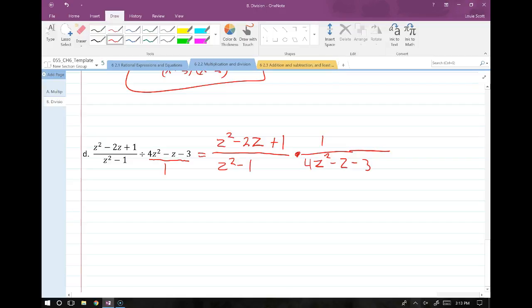Okay, so on this next step, I'm going to factor stuff right off the bat. What does this top polynomial factor into? Exactly. That's a perfect square trinomial right there. So that is z minus 1 and z minus 1. I could write it in squared form right there, but I like to have them separated so I can cancel them. It's funner that way.